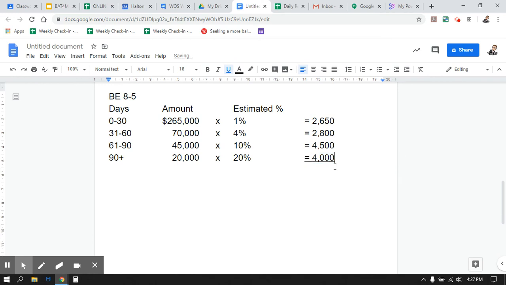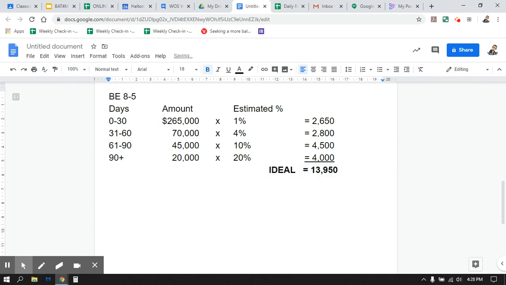Then I add all of these numbers up to get how much my ideal is. So 2,650 plus 2,800 plus 4,500 plus 4,000 equals 13,950. So rather than simply applying it once to the whole amount of accounts receivables, I have different estimates. I apply them. But from here on out, it's the same process.